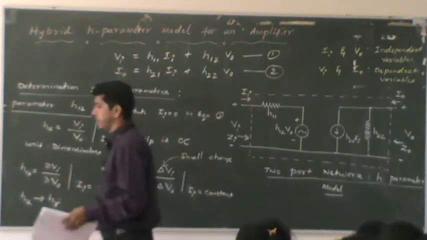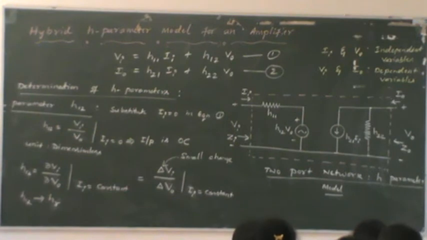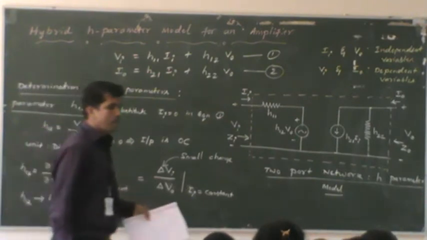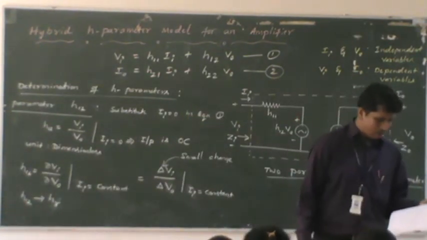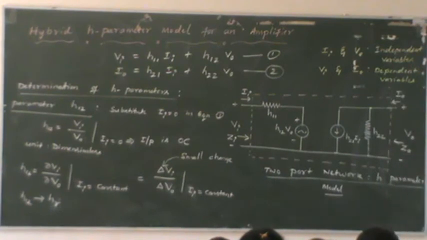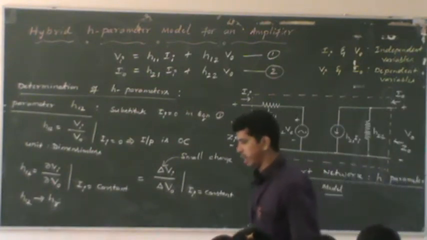Now go ahead with defining H21 as well as H22. Before you go to the next definition, write the definition for H12. H12 is defined as the ratio of instantaneous change in the input voltage to the instantaneous change in output voltage for a constant value of input current.